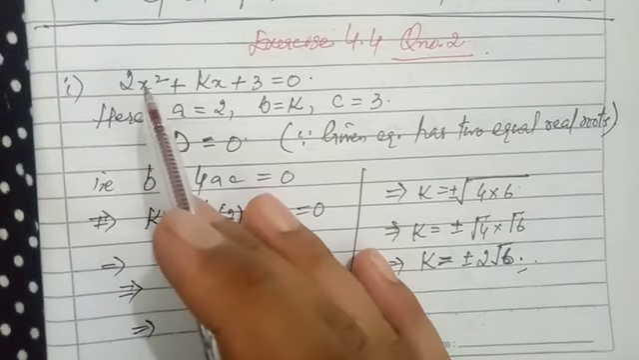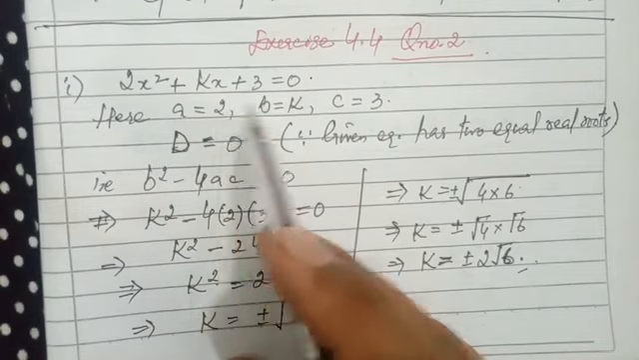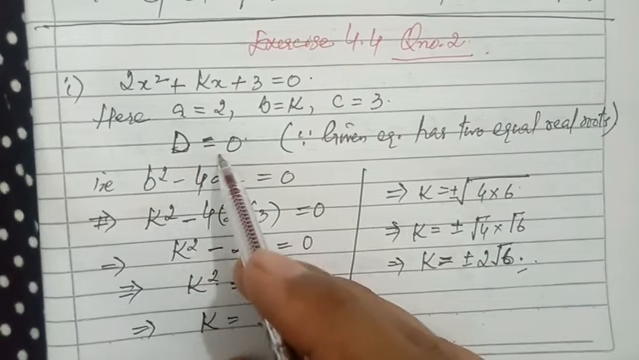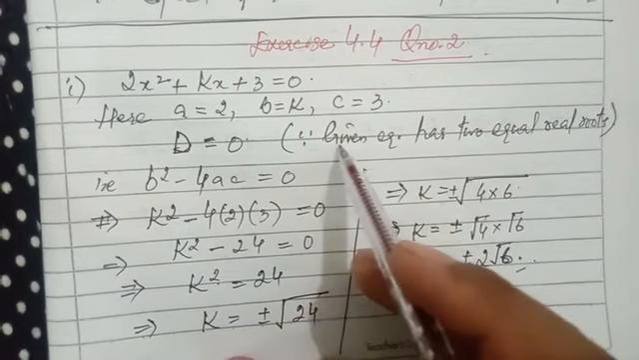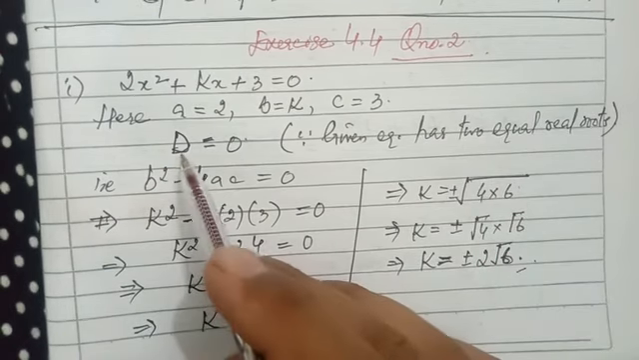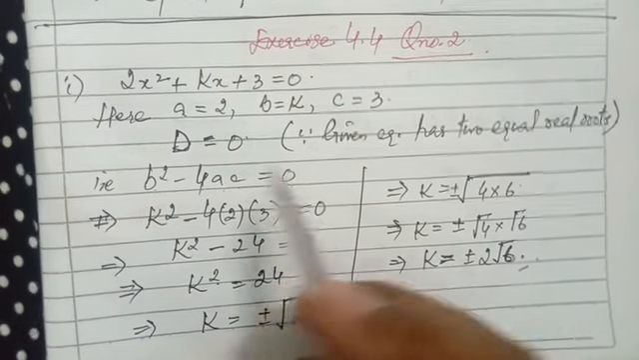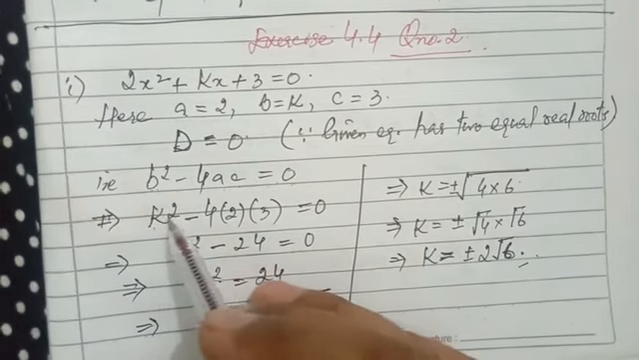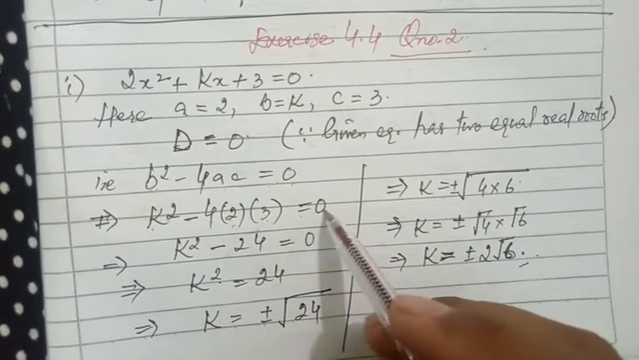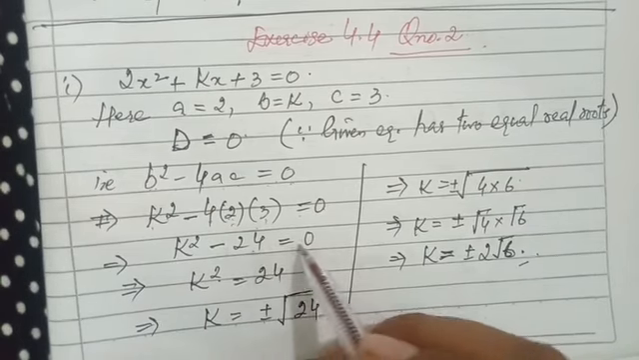See the first part, 2x square plus kx plus 3 equal to 0. See here, a is 2, b is k, and c is 3. Here d is equal to 0. Why d is equal to 0? It's given because given equation has two equal real roots. So we can write the value of d, that's b square minus 4ac will be equal to 0. Here b is the k, so I will write k square minus 4. I will put value of a and c, that's 2 3 equal to 0. Now see here, k square minus 4 2s are 8, 8 3s are 24 equal to 0.